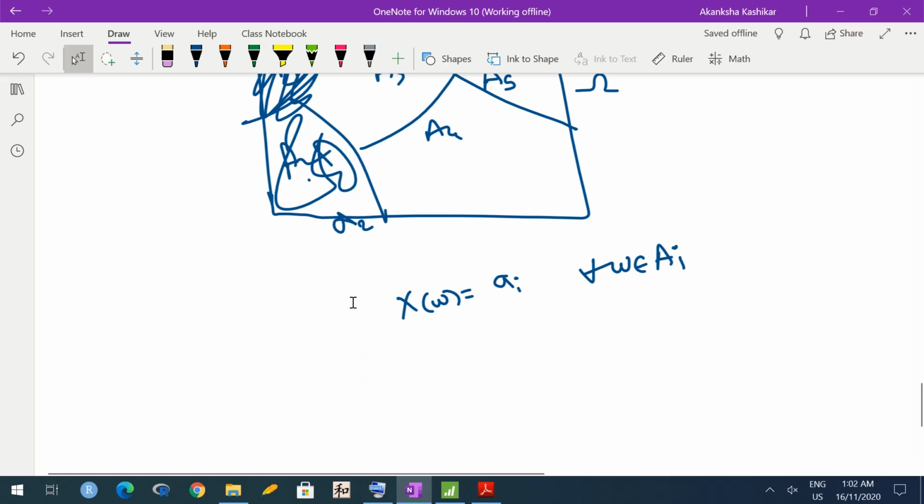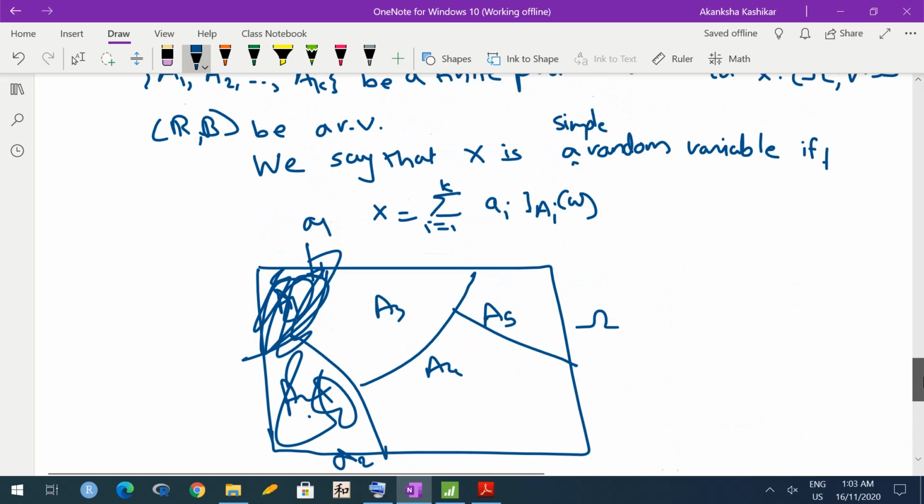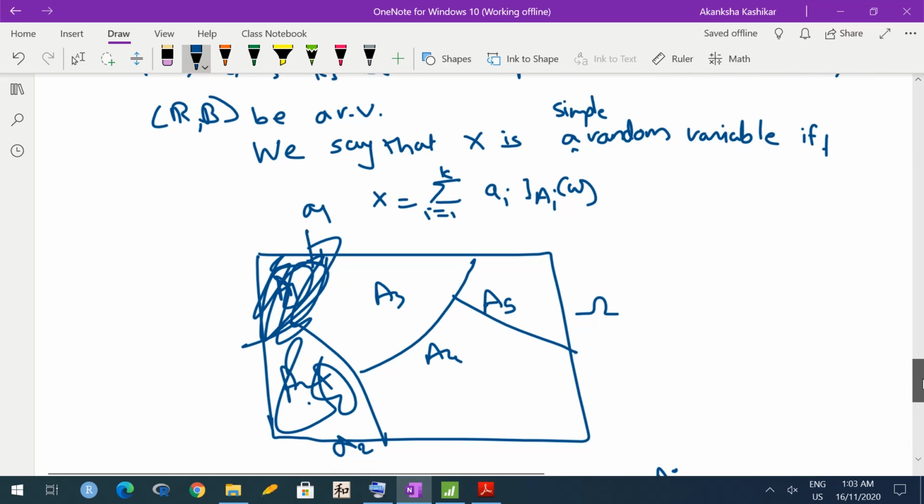So the set of possible values of X, assuming they are all distinct, has at most k distinct values. Then we say X is a simple random variable. And that k distinct values part is actually expressed by our diagram here. So capital A1 becomes the set of all those omegas for which X is defined as small a1. That is exactly what has been expressed in this notation.